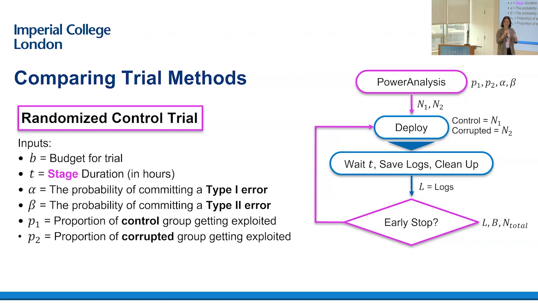But at least it's documented and detailed so we can all agree on something. And then you deploy it, you wait some amount of time, you then check for whether you stop early, right? So you have those preset conditions based on your logs, or for some reason it turned to capital B, budget, and the total number of honeypots that you could actually afford to deploy. And then you rinse and repeat until you stop.